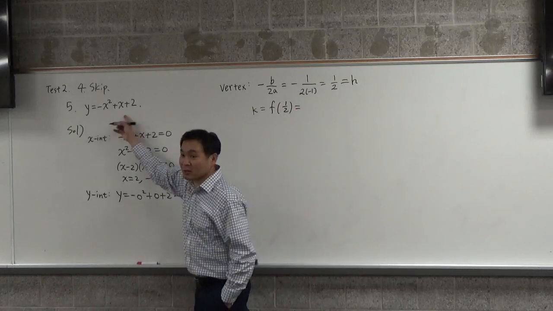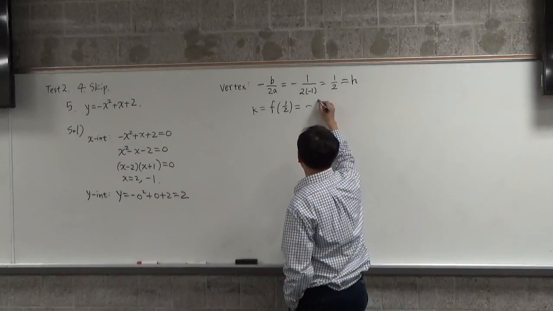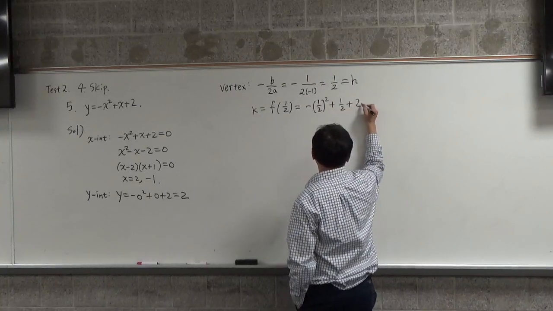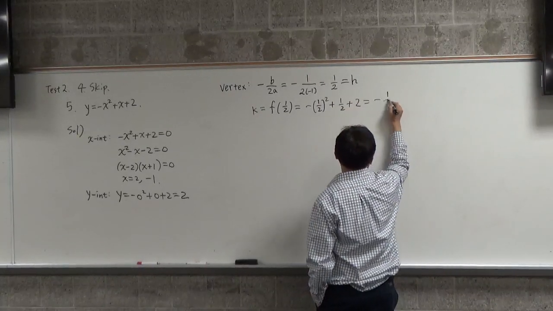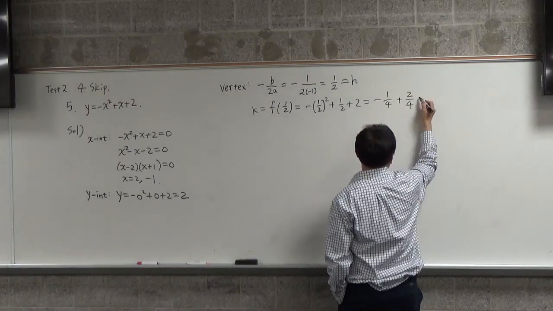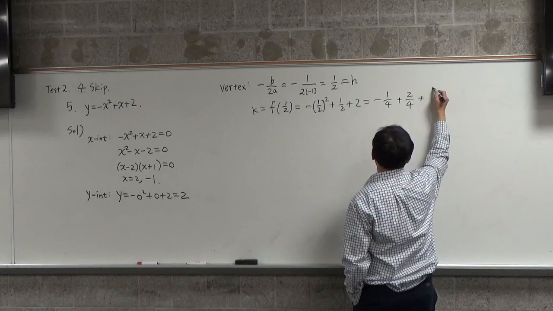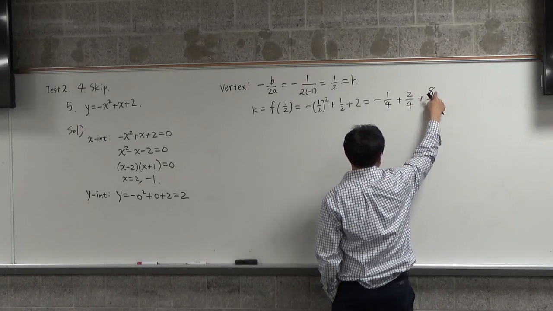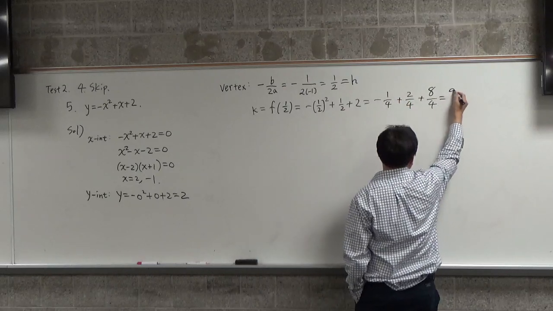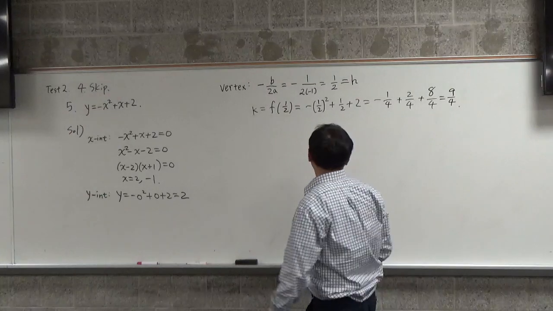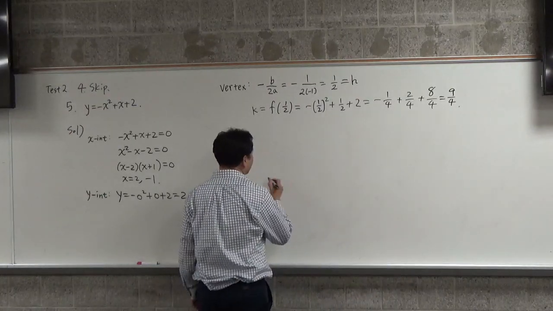So we have to plug in 1/2 in here, so that's going to be negative 1/2 squared plus 1/2 plus 2. This will be negative 1/4. 1/2 is 2 over 4, and 2 is 8 over 4. 2 plus 8 is 10. 10 minus 1 is 9, so you get 9 over 4. So we have the vertex as 1/2 comma 9 over 4.